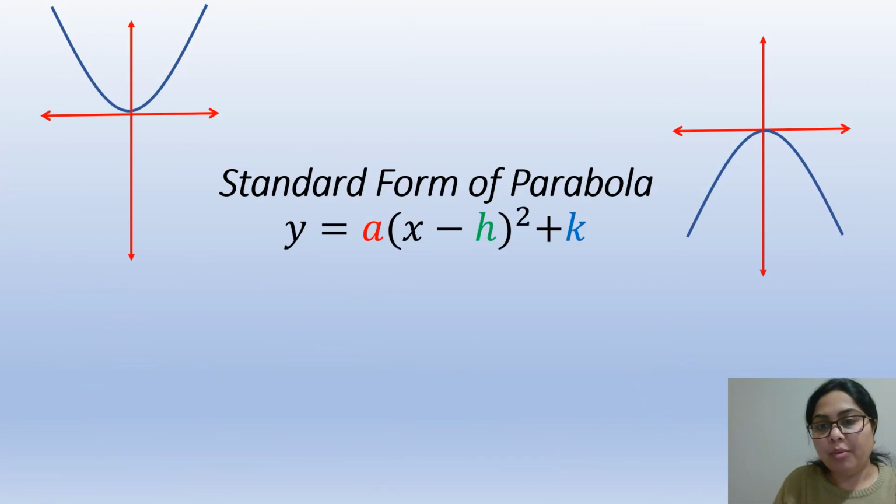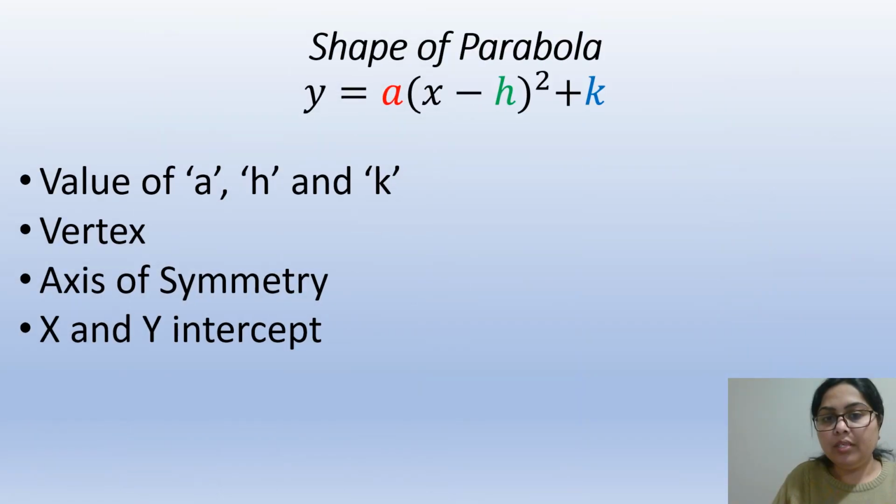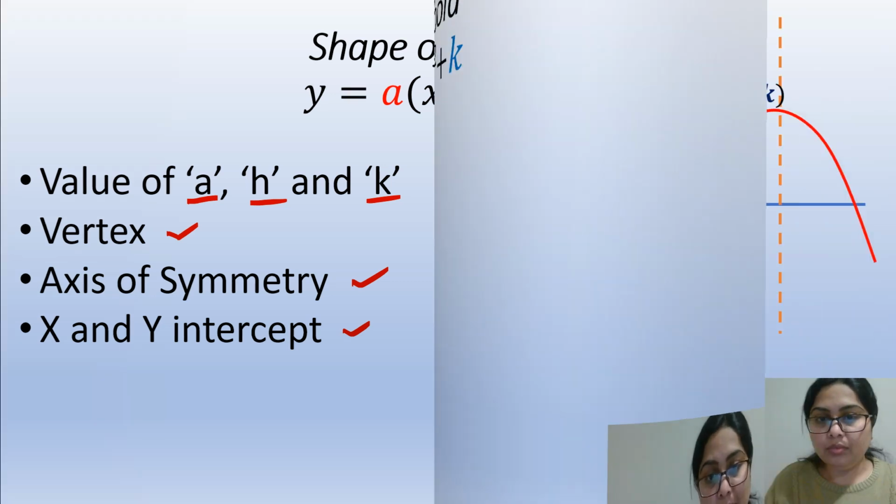This is the standard form of the parabola. You can see I have highlighted a, h and k. You will see in the coming slides how these constants affect the shape and the position of the parabola. Apart from the values of a, h and k, the shape and position of a parabola depend on its vertex, axis of symmetry, and x and y intercepts.